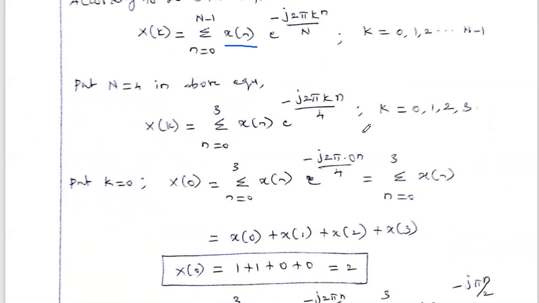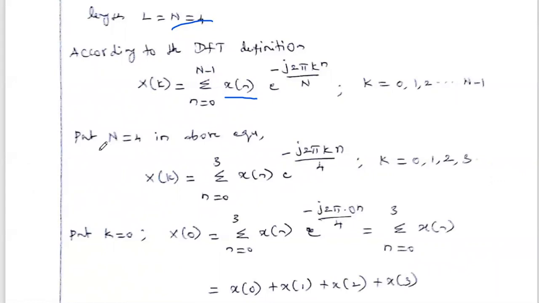For k equal to 0 we have to find X of 0. For k equal to 1, X of 1. For k equal to 2, X of 2. For k equal to 3, X of 3. First we substitute capital N equal to 4 in our general DFT equation. So X of k can be written as summation n equal to 0 to 3, since N minus 1 is 4 minus 1, which is 3, of x of n e power minus j 2 pi k n divided by 4, for k values 0, 1, 2, 3.